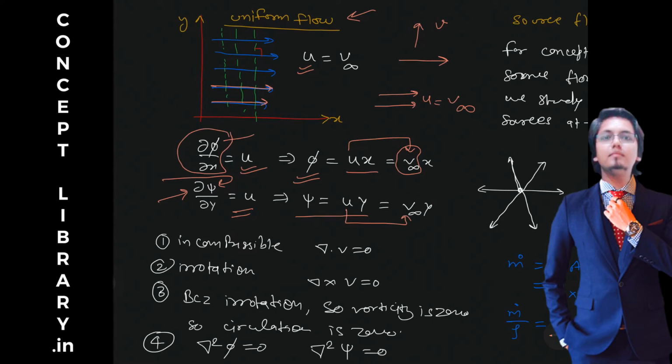Now this uniform flow is actually incompressible flow. So gradient dot V is equal to 0. This is the condition for incompressibility.